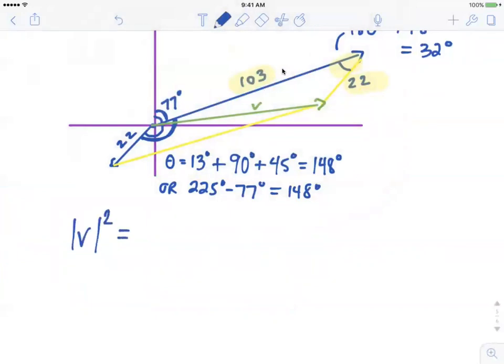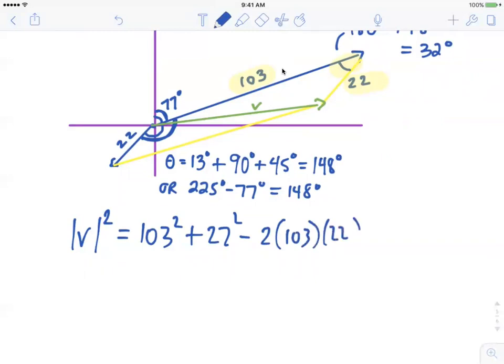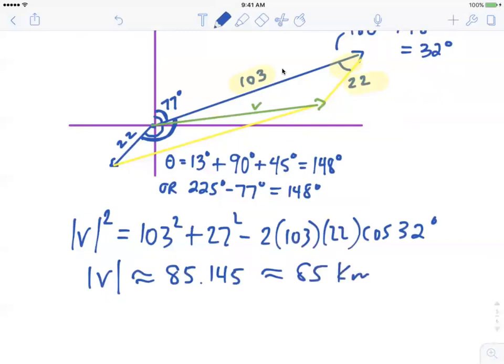The magnitude of that vector squared is each side squared, minus 2 times each of those again, times the cosine of that angle over there, cosine 32. By this point you're probably pretty good at calculating this, so I'll save you the pain of watching me do it. This all works out to be about 85.145, or about 85 kilometers per hour. So that is the ground speed. How about the bearing? What is the true bearing?